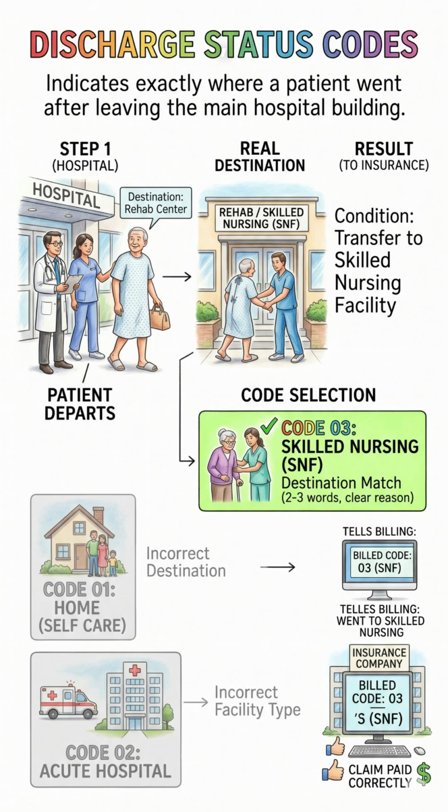61. What does the patient discharge status code tell the insurance company at the end of the stay? It tells the billing company exactly where the patient went after they left the main hospital building. If the patient goes to a rehab center, the hospital might get paid a different financial amount.